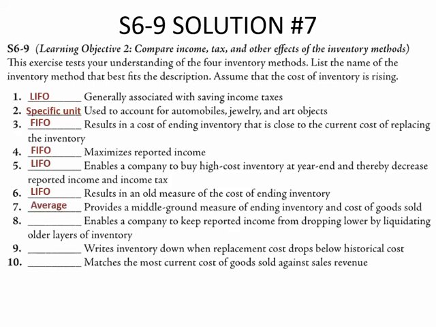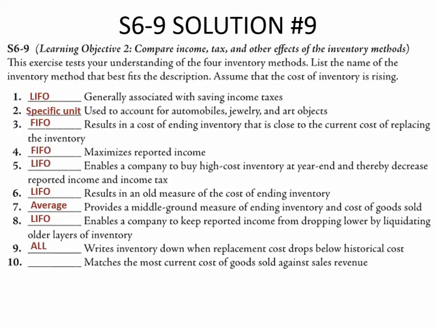Number 7, provides a middle ground measurement of ending inventory and cost of goods sold. That would have to be the weighted average method. Number 8, LIFO will enable a company to keep reported income from dropping lower by liquidating older layers of inventory. So that would be LIFO. Whenever you see liquidation of older layers, that always has to be LIFO.